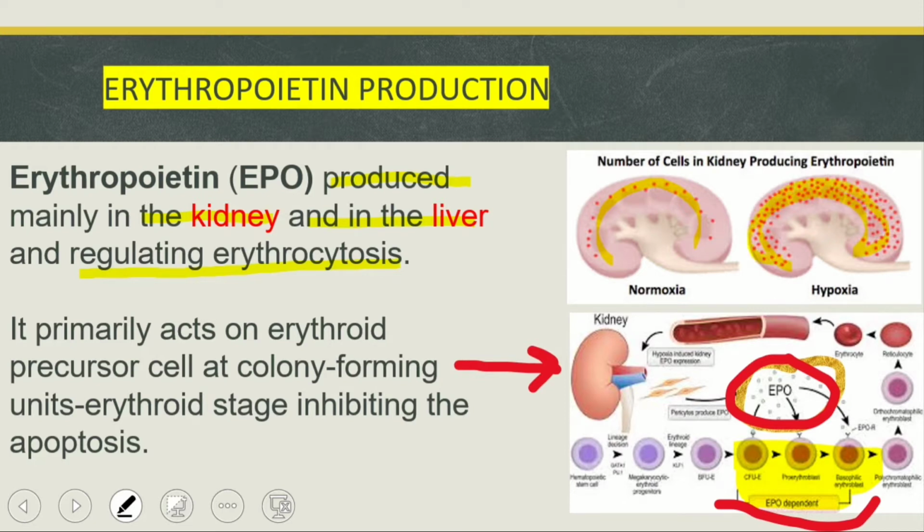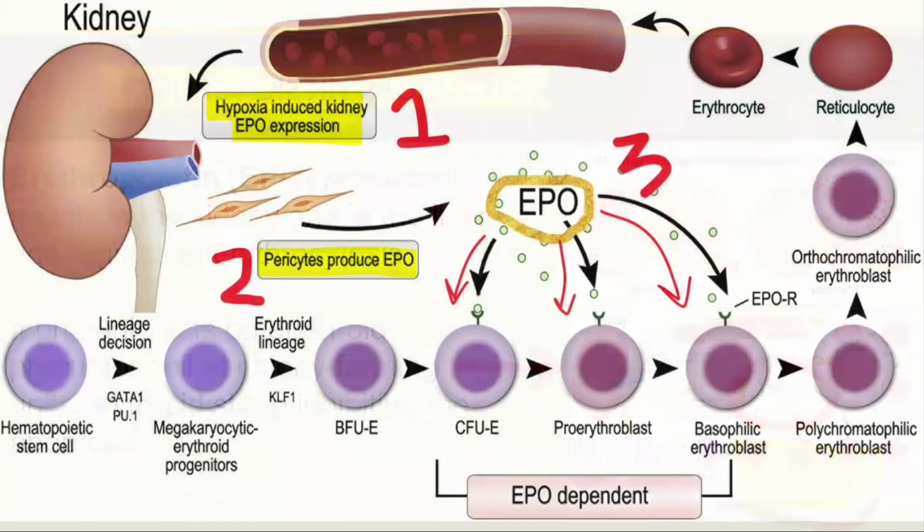So here you see, in the condition of hypoxia, we have a large amount of erythropoietin released from the kidney, and it is released by the pericyte cells. You will study the picture later on. It primarily acts on the erythroid precursor cell at the colony forming unit erythroid stage, inhibiting apoptosis. We'll also discuss it later on. Let's look at the image first.